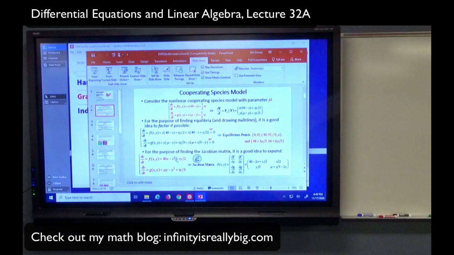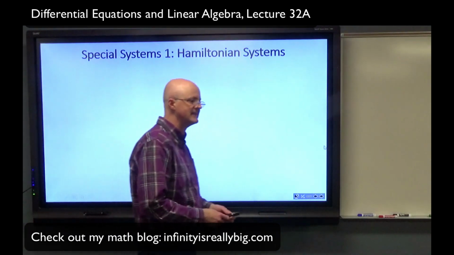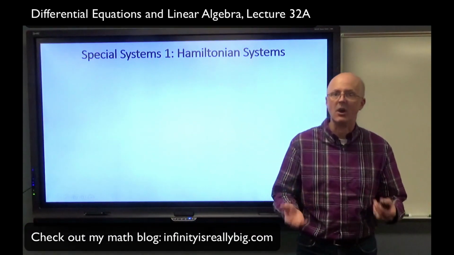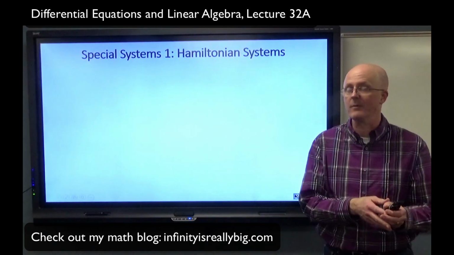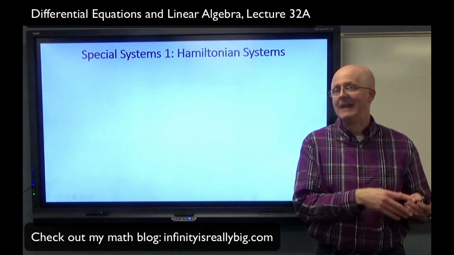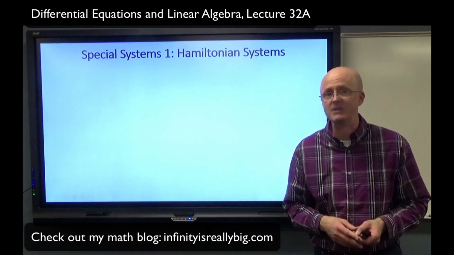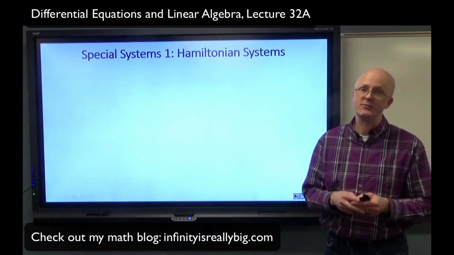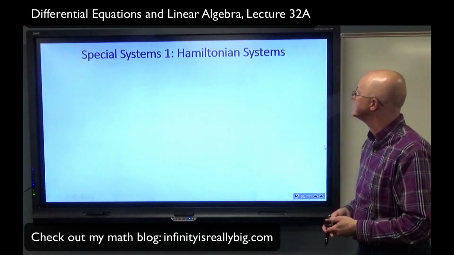That's all I want to say about the cooperating species model. I would encourage you to think about it some more. Now we're going to move on to two special kinds of systems, Hamiltonian systems and gradient systems. For my students in the Blanchard, Devaney, and Hall book, these are in both sections 5.3 and 5.4 separately. In the next lecture, 33a, we will talk about some applications, especially of Hamiltonian systems, to physics. But right now we're just talking generalities. We're not going to talk about applications.